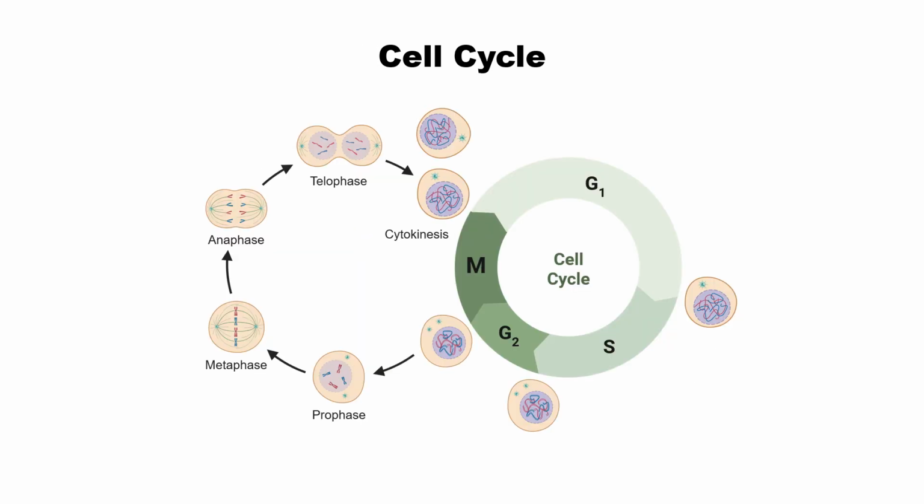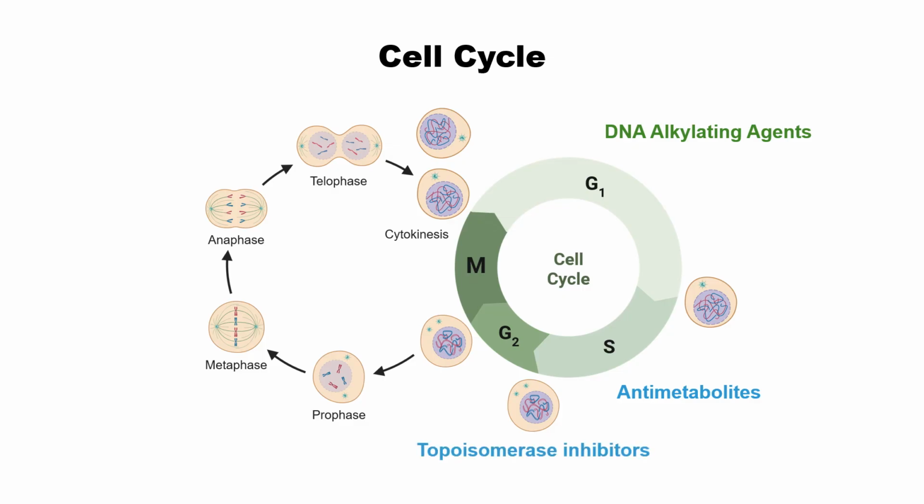So let's summarize those chemotherapy agents. The first set was DNA alkylating agents, which can make the DNA structure unstable. Anti-metabolites block the synthesis of purine and pyrimidine and interfere with DNA synthesis. Topoisomerase inhibitors also interfere with DNA synthesis. Type 1 acts in the middle of DNA synthesis, type 2 at the end of DNA synthesis.